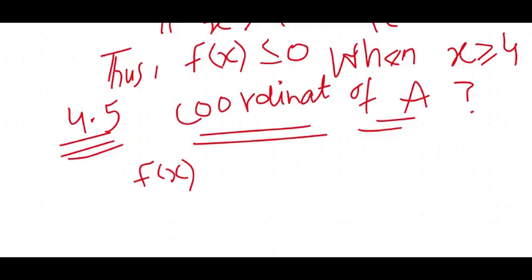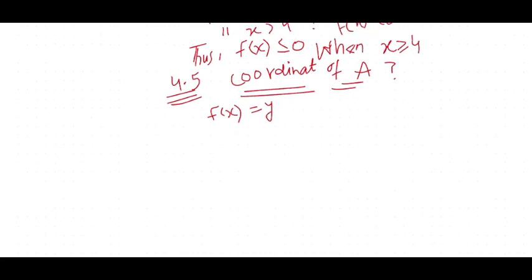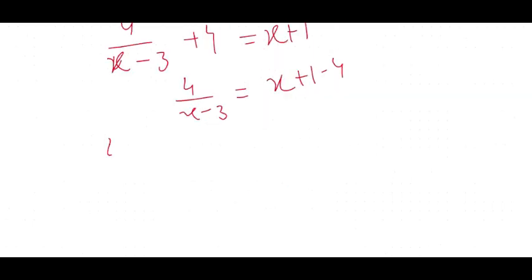So what we have to do? I'm having f of x, which is 4 by x minus 3 plus 4, equal to x plus 1. Okay, so I'm just going to simplify the whole equation. So 4 by x minus 3 equals x plus 1 minus 4. So from this we get 4 by x minus 3 equals x minus 3. Okay?